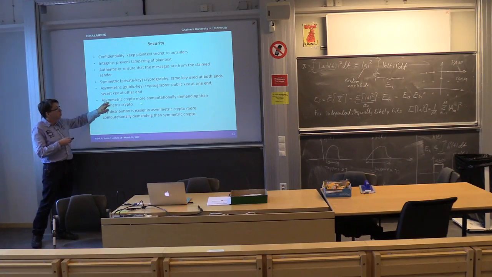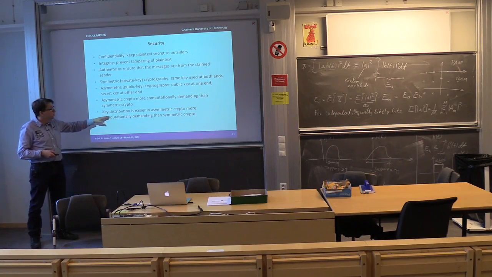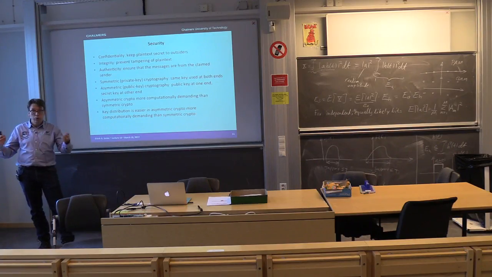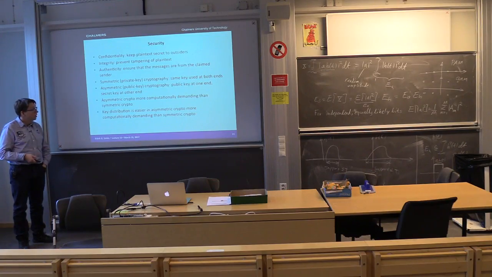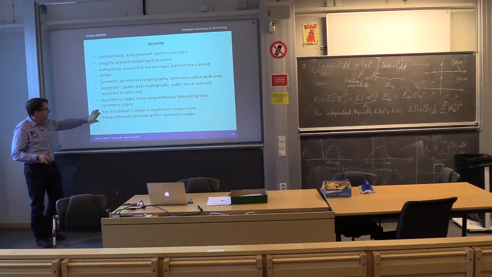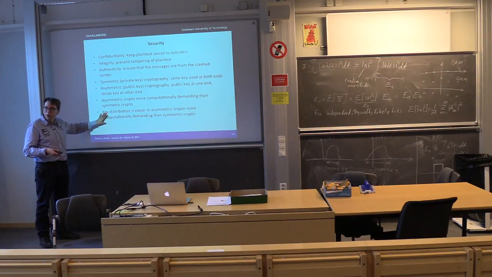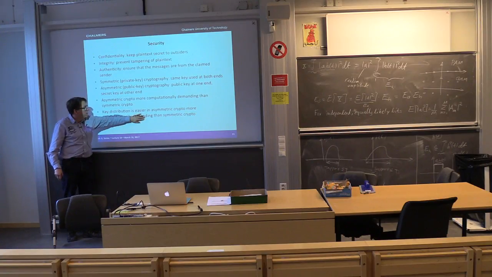Asymmetric cryptography is more computationally demanding than symmetric. That's the drawback of asymmetric. However, the positive side with asymmetric cryptography is the key distribution, I mean, how to share the keys from the beginning. It's easier in the asymmetric setting than in the symmetric one. This does not make sense as written. I will change that in the PDF that I put up online. It's like this: key distribution is easier in asymmetric than in symmetric crypto. Okay.